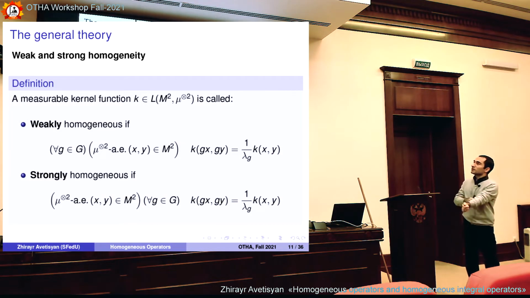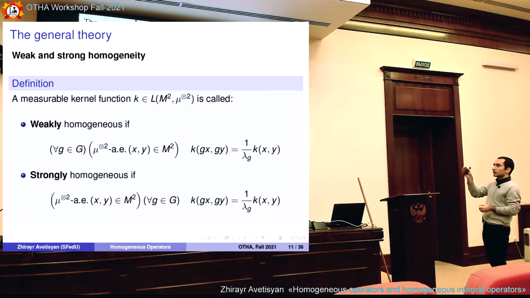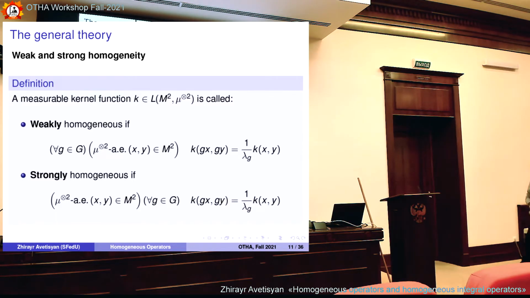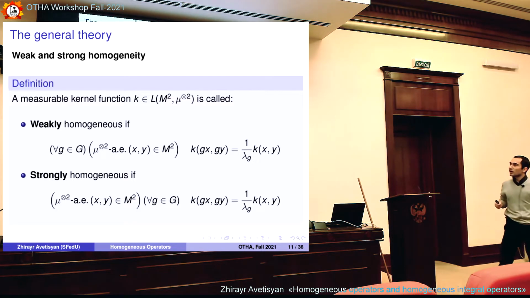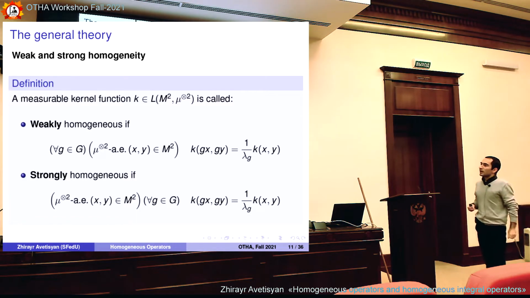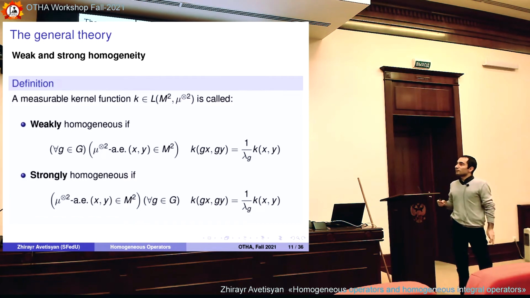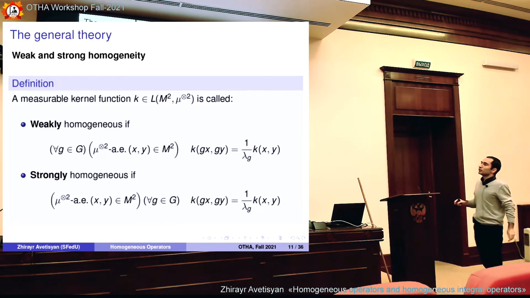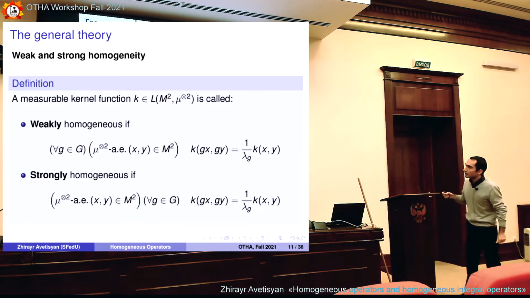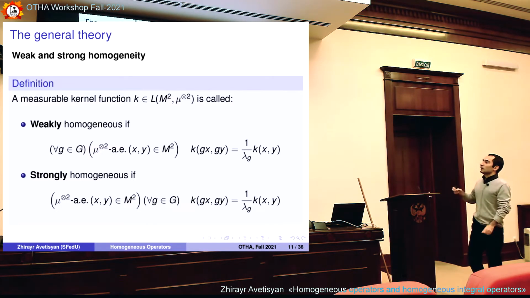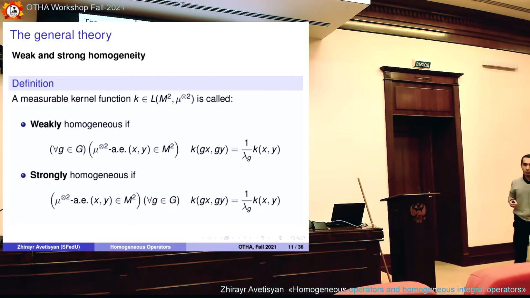So you remember the weak and strong homogeneity in the case of the half-line. We give the corresponding generalizations in this setting. So we have a measurable kernel function and we call it weakly homogeneous if for every dilation g, for almost every x and y, this condition, pretty much reminiscent of what we had originally, holds, and we call it strongly homogeneous if the same holds but with the two logical quantifiers swapped, right? So for almost every x and y, a fixed set, for every g, the condition holds.